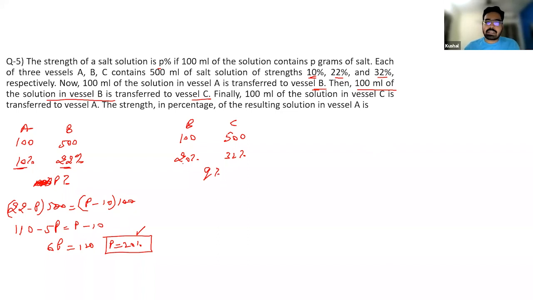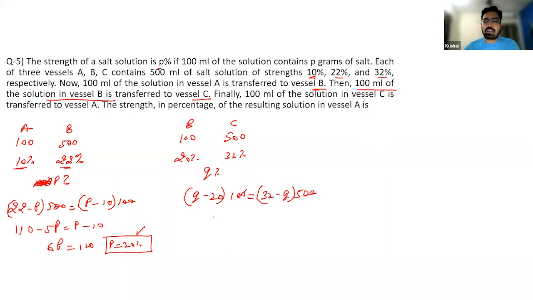Of course, 32 is greater, 20 is lesser, so 20 will create a deficit. I'm going to do Q minus of 20. On one part of this, I've taken 100 parts of the solution. So multiplied by 100, total deficit. And what will be the total surplus? 32 minus Q into 500.